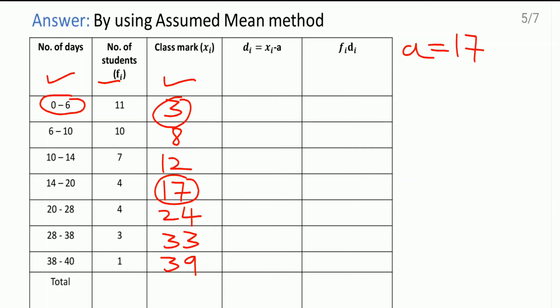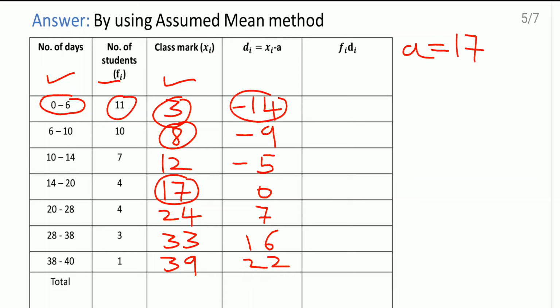So here 3 minus 17 comes as minus 14. Then 8 minus 17 is minus 9. Then 12 minus 17 is minus 5. Then this is 0. 24 minus 17 is 7. 33 minus 17 is 16. 39 minus 17 is 22. Okay.